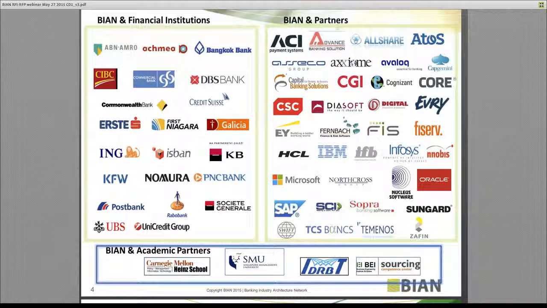So you see here our member base, the financial institutions and our partners. It's 66, 67 at this moment in time, and on the bottom line you see four of our academic partners that are also participating, doing studies and helping us with the material. Carnegie Mellon University in the US, Singapore Management University in Singapore, IDRBT, the Institute for Development and Research in Banking Technology in Hyderabad in India, and Competence Center Sourcing, part of the University of St. Gallen in Switzerland. So that is the group, the community delivering all our material that helps the industry move forward.